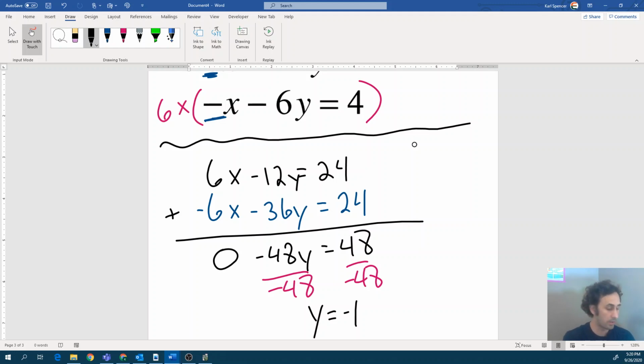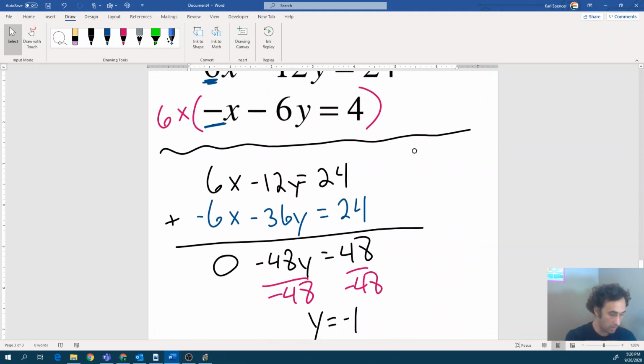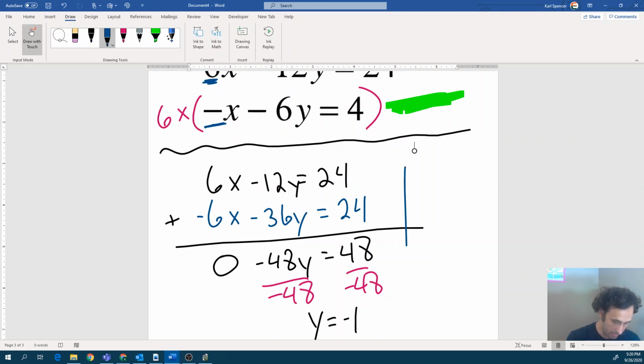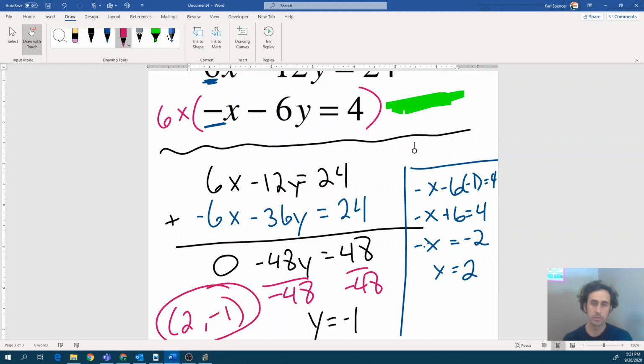Again, we're not done. We need to solve for that value of x as well. It doesn't matter which equation we plug into. I will go ahead and use that second equation there. So we'll do it right here on the side. Negative x minus 6 times negative 1 equals 4. Negative x plus 6 equals 4. Negative x equals, if I subtract that 6 over, negative 2. X equals 2. So my solution is the point 2, negative 1. There's the solution to my equation.